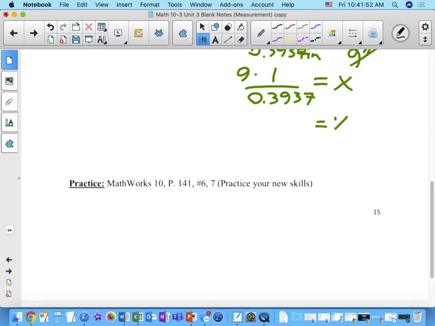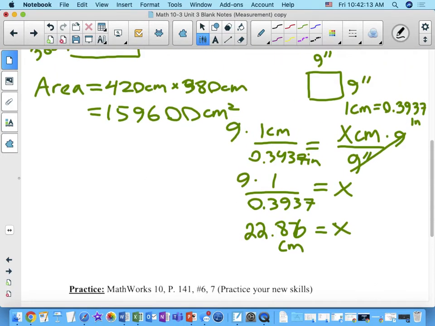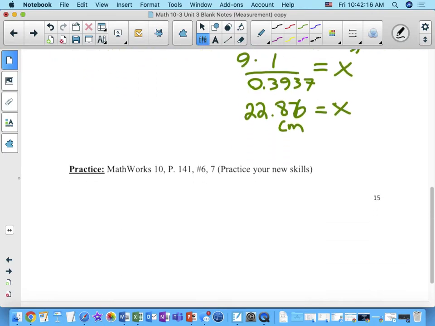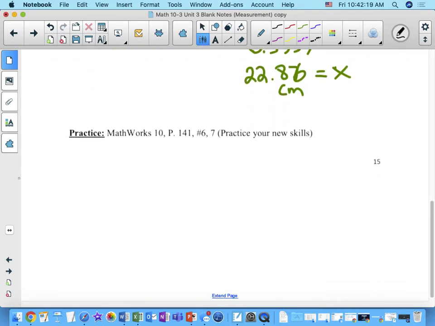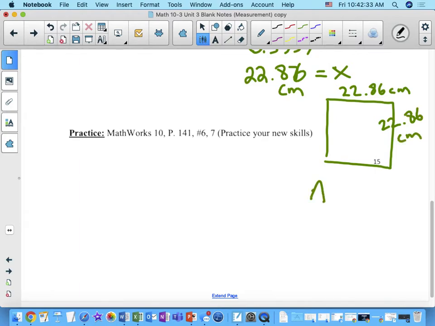22? 22.87? Point which? 0.86 centimeters. Okay, so that's how much 9 inches is. Now, if I look at that square, maybe I'll redraw it. So this is 22.86 centimeters by 22.86 centimeters. Okay, what's the area of that going to be?